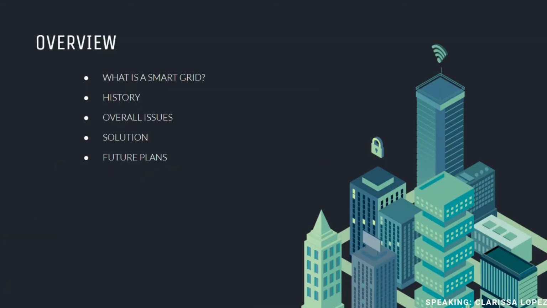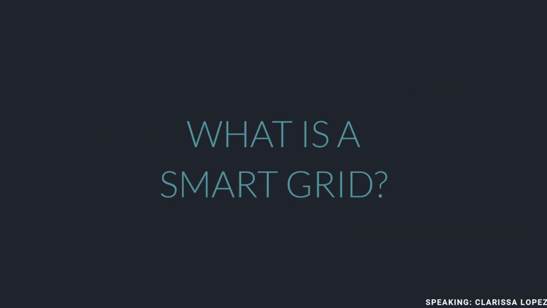So before I begin, I just want to go over a quick overview of what we will be discussing in this presentation. So first I will talk about what is a smart grid and then its brief history. Then the other students who worked on this project with me will talk about the issues we came across while doing this project, the solution we came up with, and finally the future plans for the smart grid. So first and foremost, what is a smart grid?